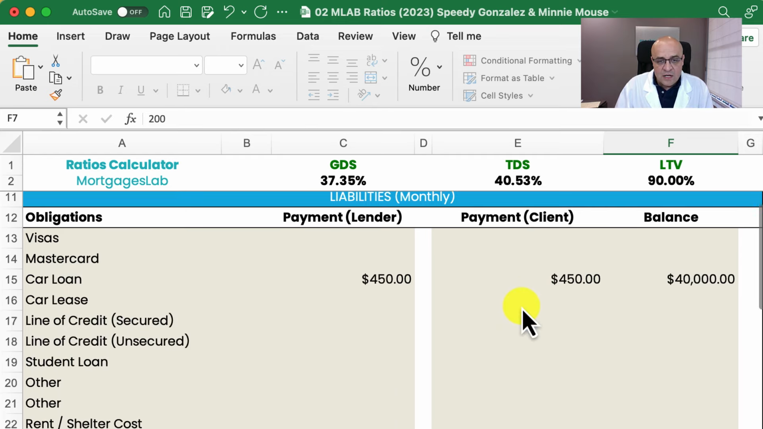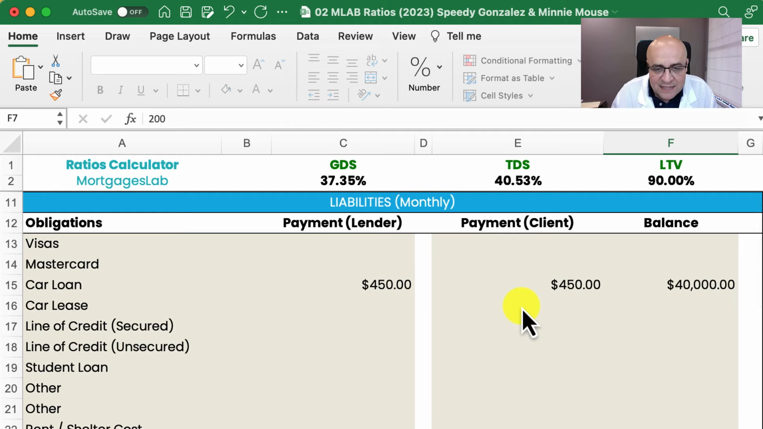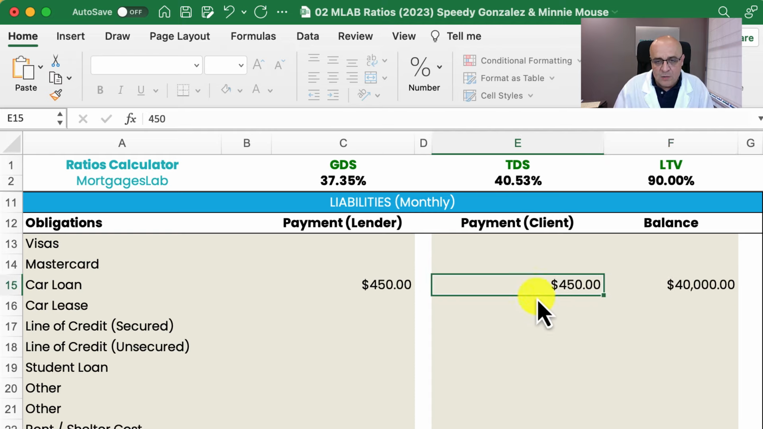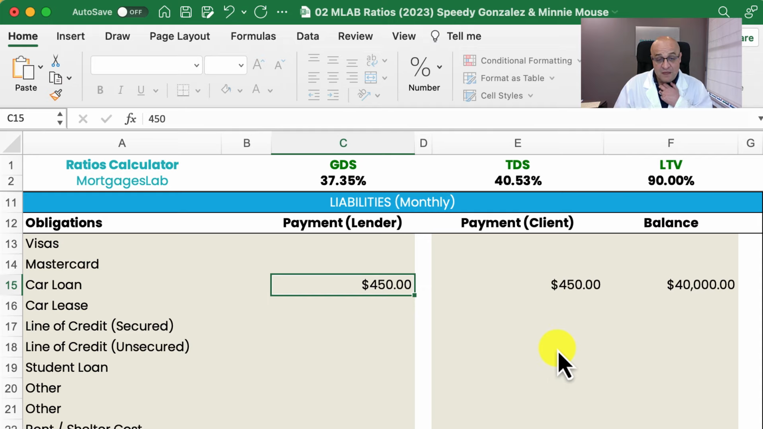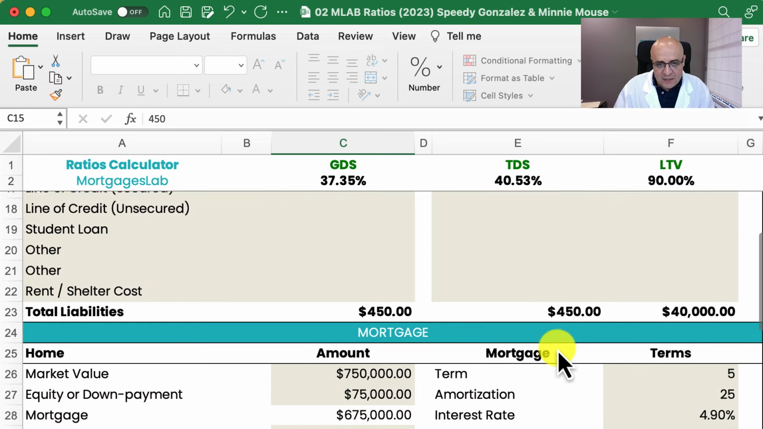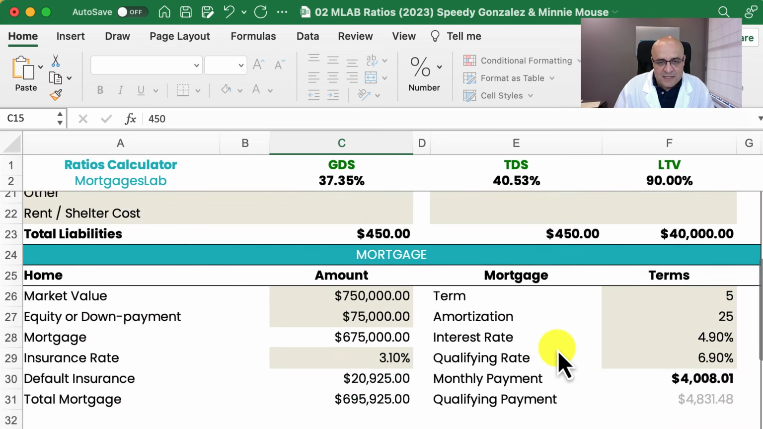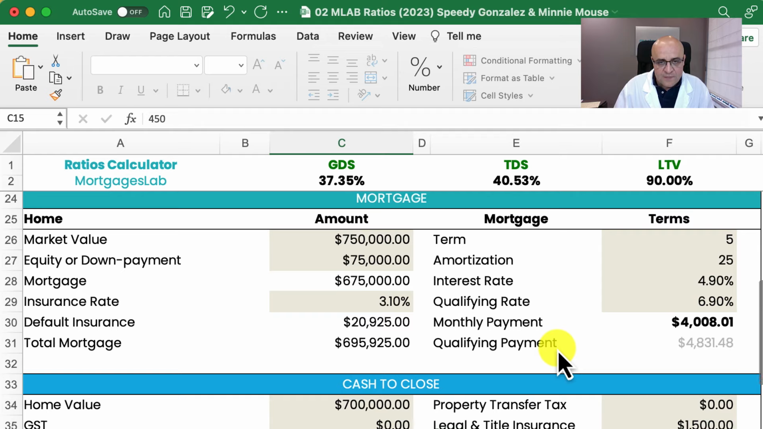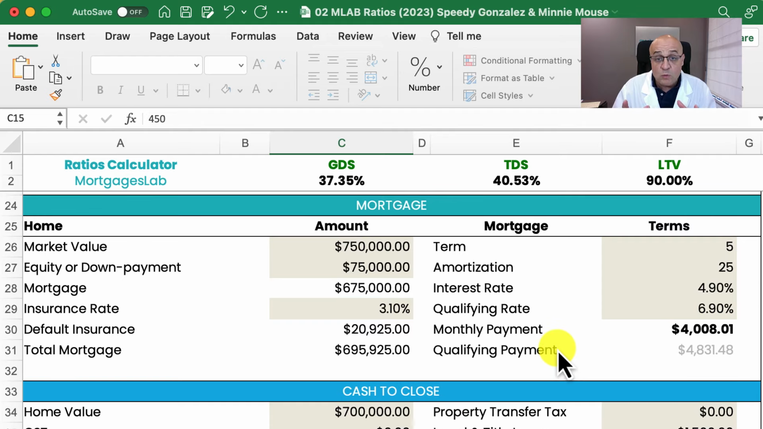And now here we add any liabilities that the person may have. They may have Visas, MasterCards, car loans. In this example, we have a person with a 40,000 car loan and a payment of 450 a month. Okay, and then we go into these scenarios. We can run several scenarios for you to make sure that you have different payments and different options, and this would work with several lenders, so we know that we have a plan A or plan B depending on your situation.